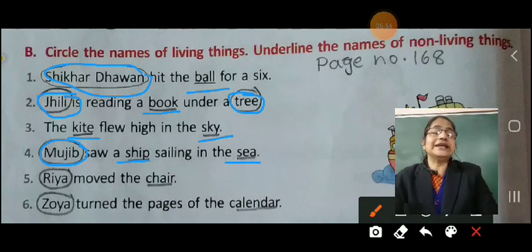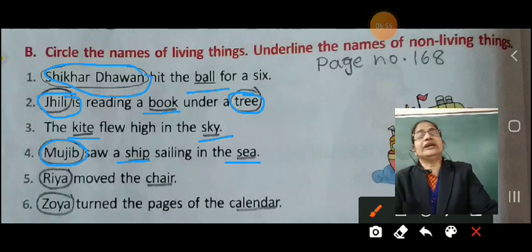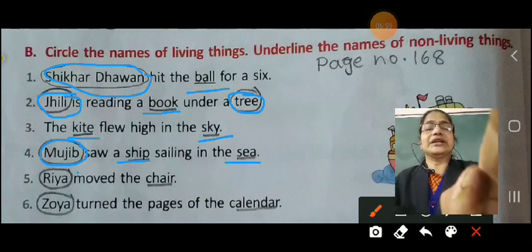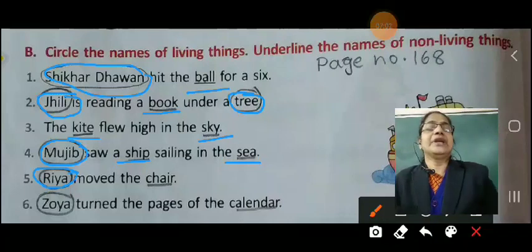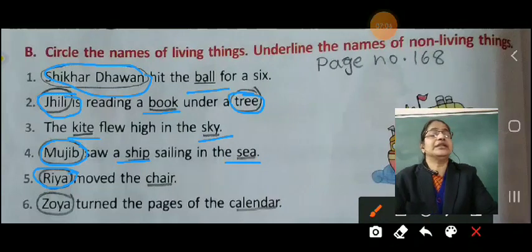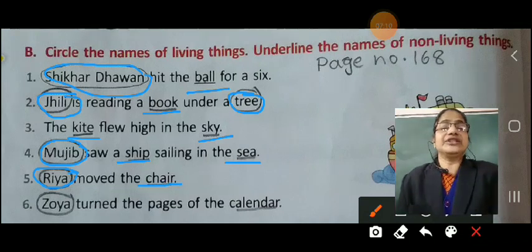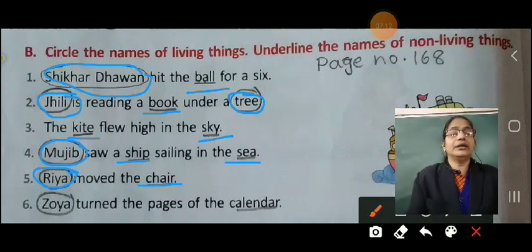Now in this sentence, who is the living thing? Ria. Ria is a living thing. You can circle Ria. Next, you have to see the non-living things. Here, the non-living thing is a chair. Chair you can underline. And the last one, question number 6.